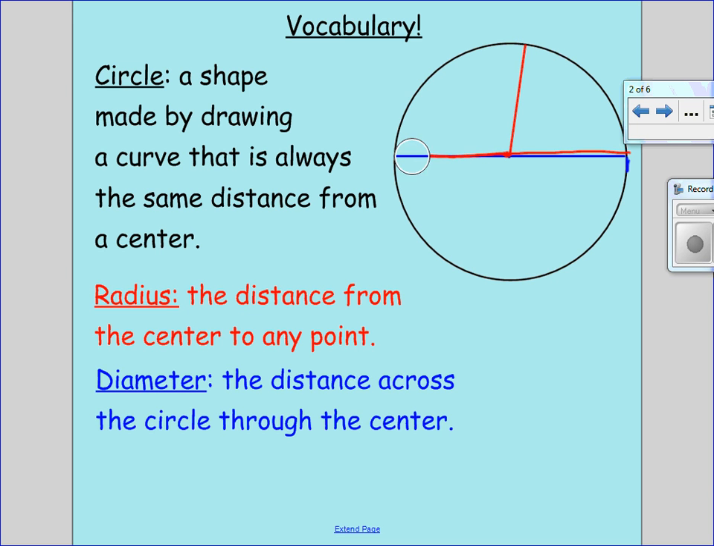So the diameter is the distance across the circle. And again, we could have the diameter go like this, we could have it go like this, we could have it go here on the circle. It doesn't matter because the circle is the same distance around from the middle point.